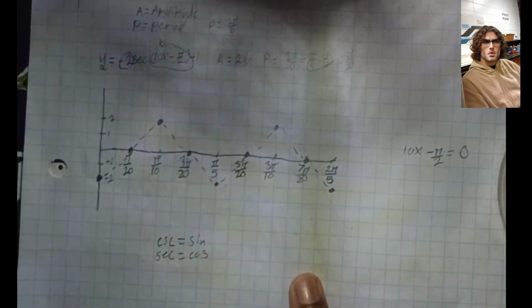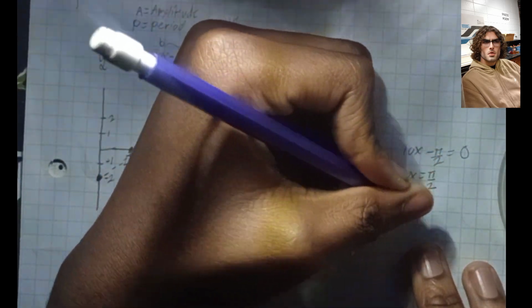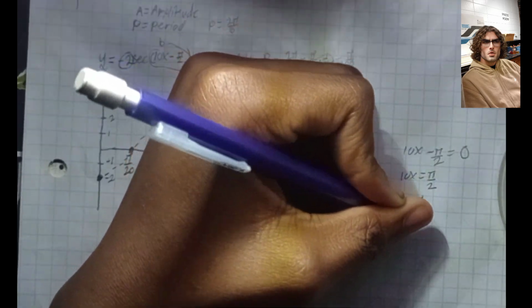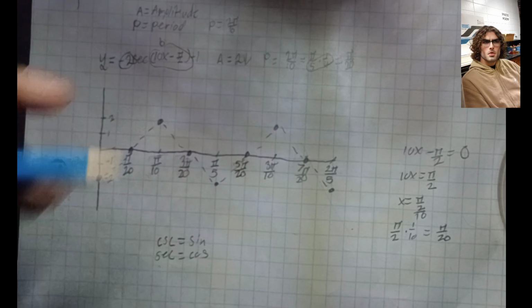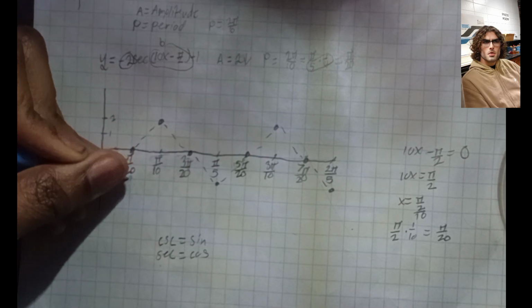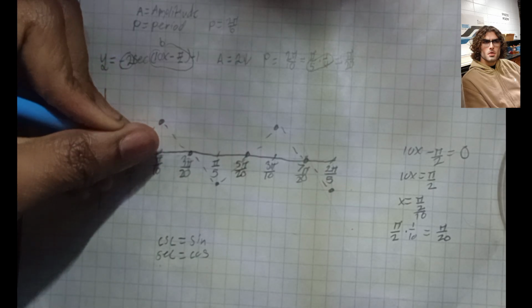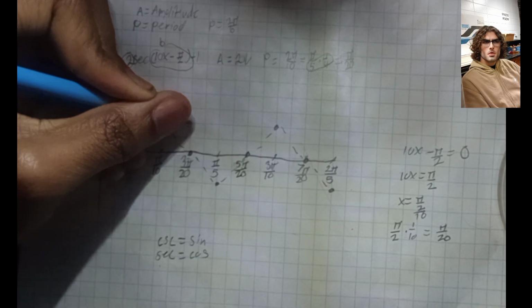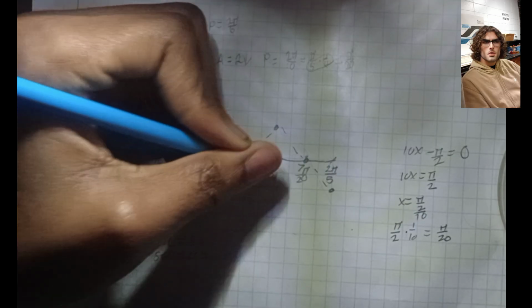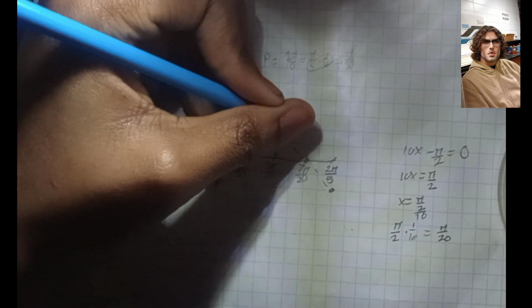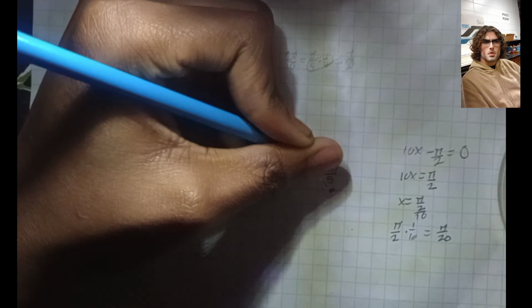Next, we take out our entire equation from the parentheses, which is 10x minus pi over 2. This is because it's our horizontal shift, and then we set it equal to 0 and solve. This gives us our answer, pi over 20. This is where our next graph will start, but since this is a secant or cosine equation, it still starts at our amplitude, which is -2. Then follow the same rules as the first one and graph.